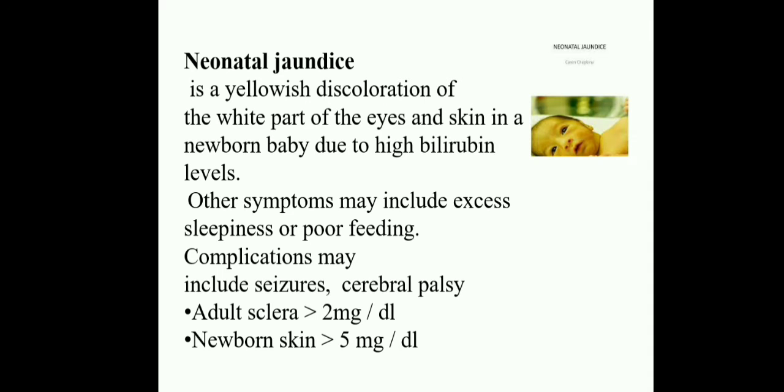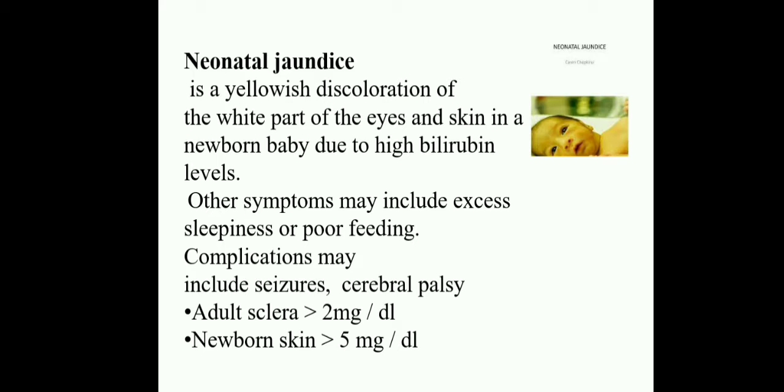Next is the next condition. These are also physiological conditions. What are those? Neonatal jaundice. First we discussed hemolytic disorder, and next is neonatal jaundice. It is a yellowish discoloration of the white part of the eyes and the skin in a newborn baby due to high bilirubin levels. Other symptoms may include excessive sleepiness or poor feeding, and complications may include seizures and cerebral palsy for those babies. This is about neonatal jaundice.